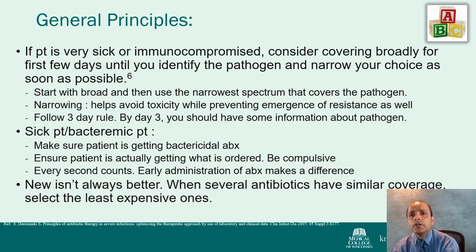All right. So general principle, very sick people, immunocompromised people, consider broadly, and then follow the rule of three. What does that mean? By day 3, you should have some information about the pathogen. So blood culture that you send might be growing something, or it might not be growing something. So that means if everything is negative, it doesn't make sense just to continue antibiotic when we kind of ruled out the actual source of infection, right?